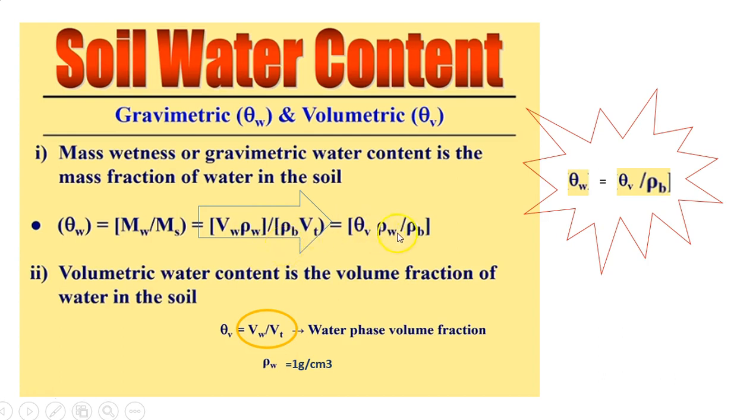The other cool thing is that the density of water we know is 1. The density of water is 1 gram per cubic centimeter. So we technically could pull that out of the equation and we'd be left with our major relationship here, which is that our gravimetric water fraction is equal to our volumetric water fraction divided by the bulk density of the sample.